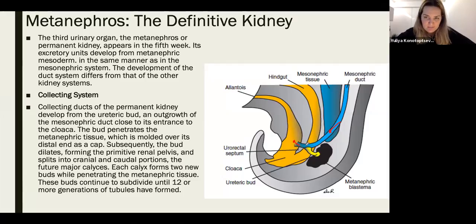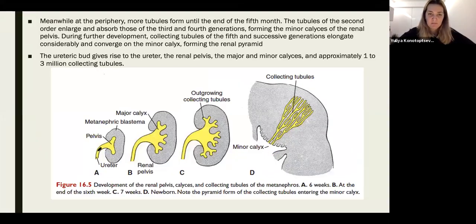Somewhere in the pelvic region, close to the cloaca or hindgut, the mesonephric duct forms an outgrowth. This outgrowth is known as the ureteric bud. The ureteric bud starts to invade the metanephric tissue. So what happens next? As the ureteric bud invades the metanephric tissue, it dilates, forming the renal pelvis.